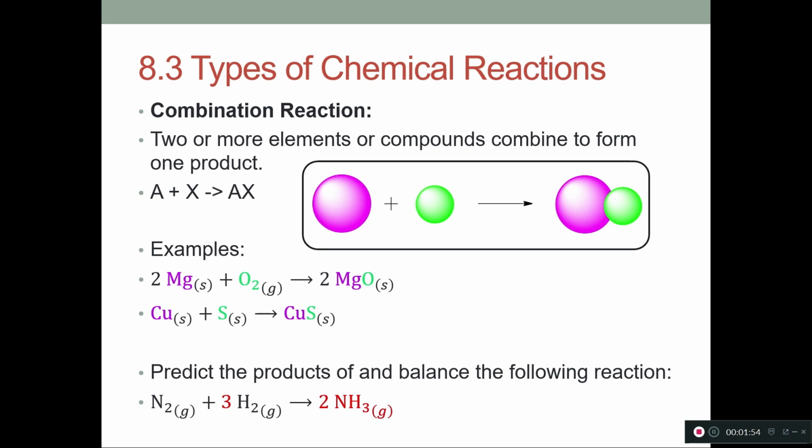And when I say two or more and one, what I mean is the types of things. So we see we can have more than one thing here. So we have 3 hydrogens, but we only have 2 types of things. So 1 nitrogen and 1 hydrogen right here.